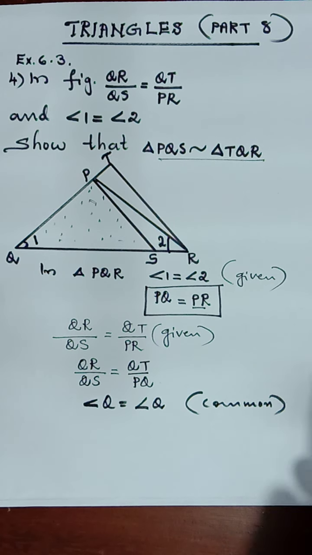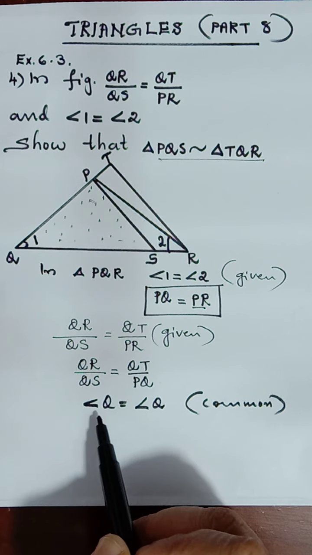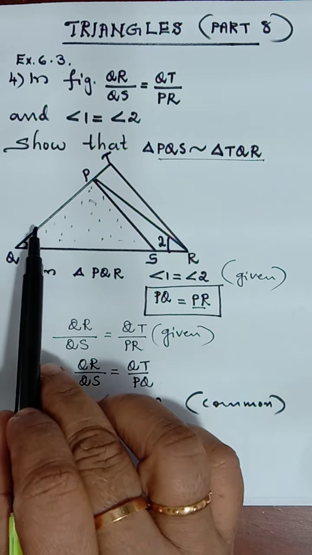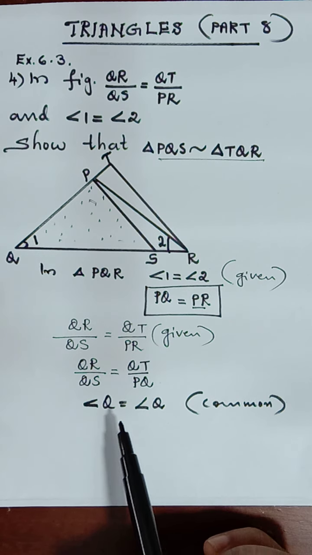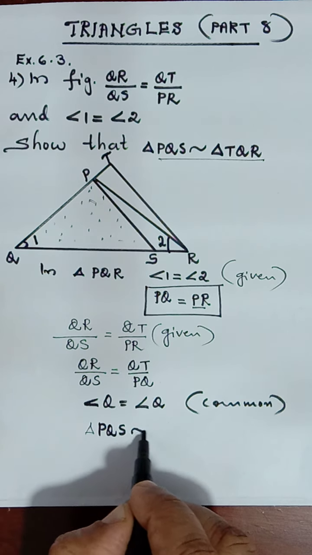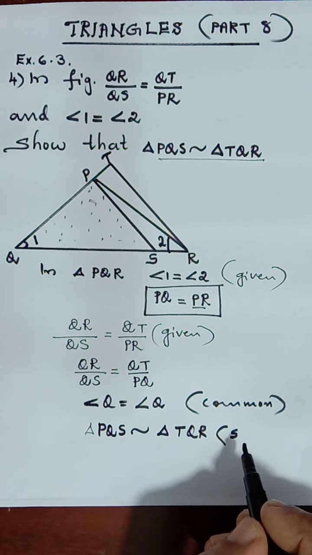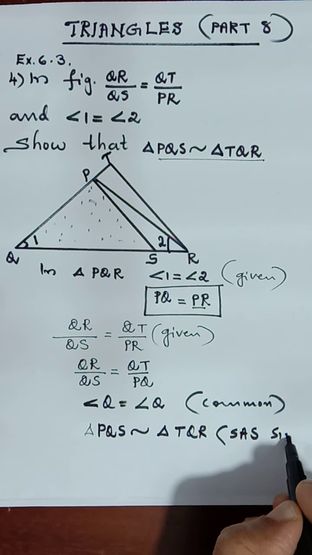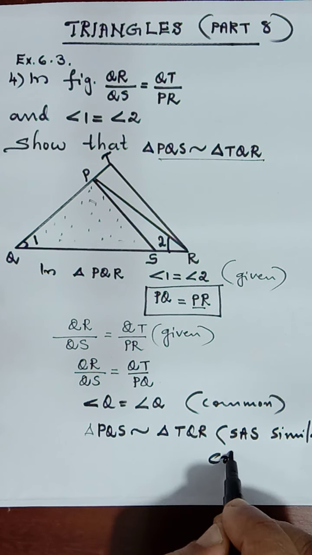Now, in order to prove the similarity, we have three similarity criteria: AA, SAS and SSS. Okay, let us see that. Here we have the side ratio, and also we have the angles equal. Therefore, we can say sides proportionality and angle means it is the SAS similarity criterion. That is, triangle PQS is similar to triangle TQR by SAS similarity criterion.